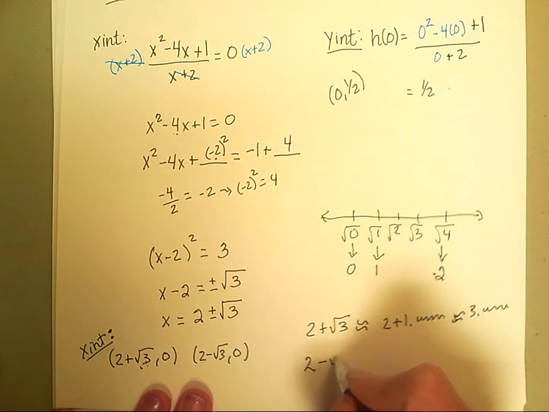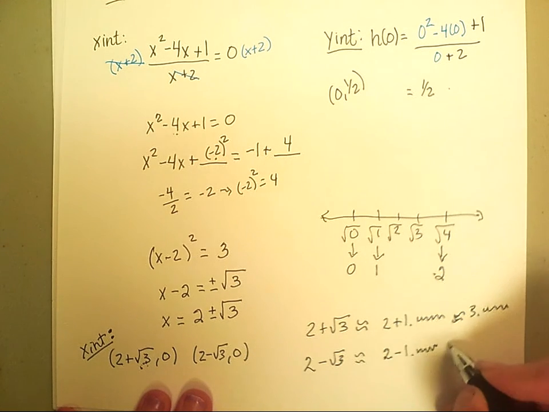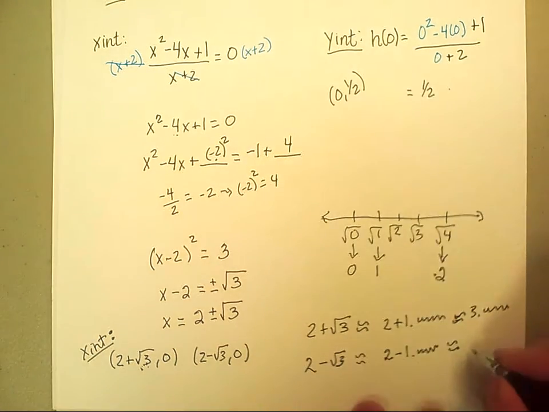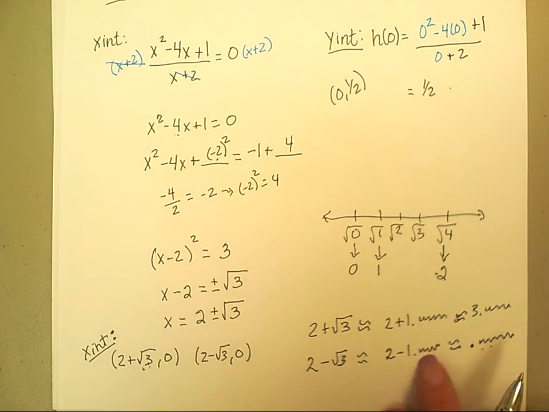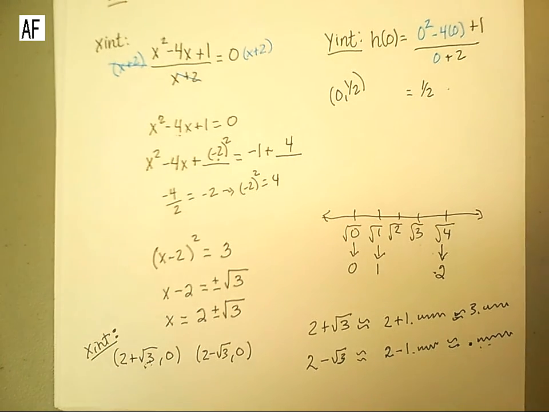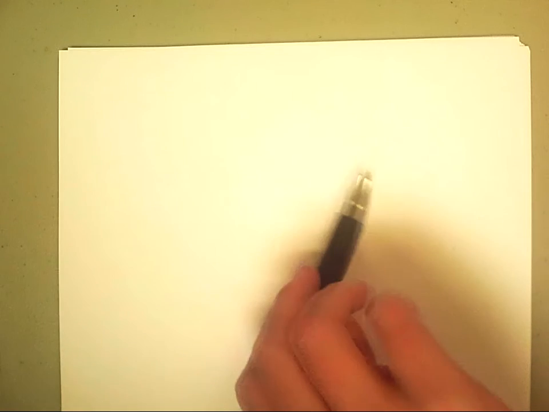Now here, we have 2 minus root 3. That's approximately 2 minus 1 and a little bit more, which is approximately point something. Okay, so it's still positive. Right? Like if this was 1.5, we'd get 2 minus 1.5, which would be 0.5. So this is a decimal. All right, but it's still positive. Okay, so let's see if we can see how this thing is going to look. Alright, so what do we know so far?